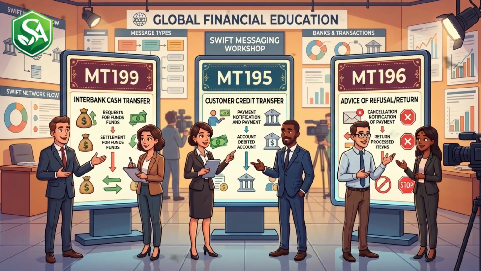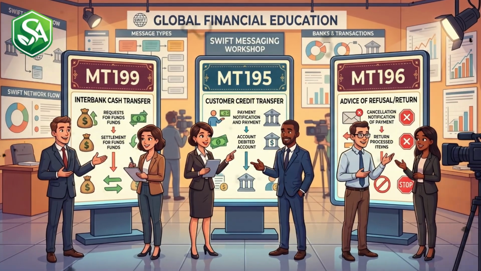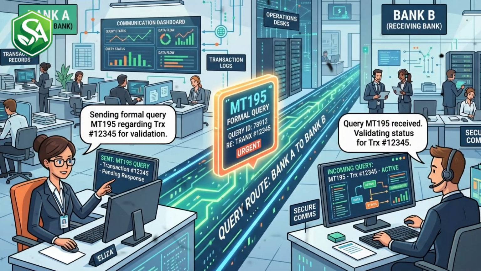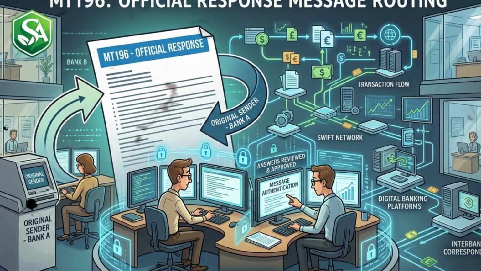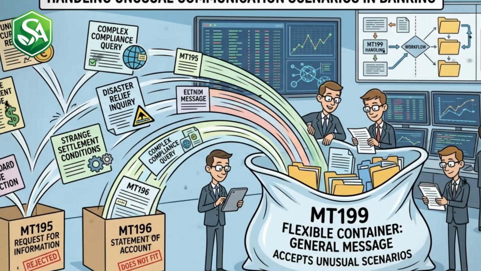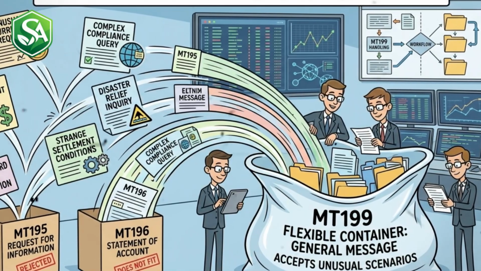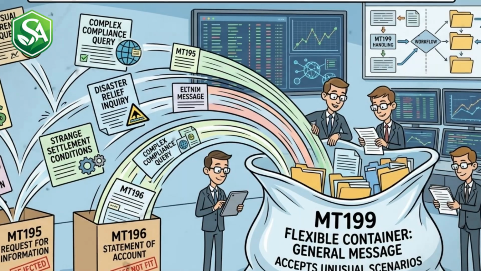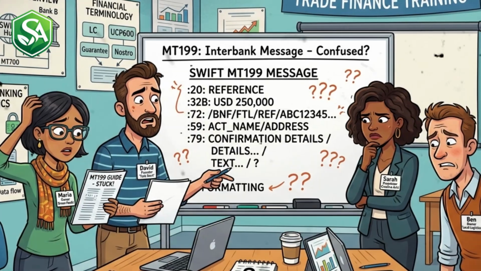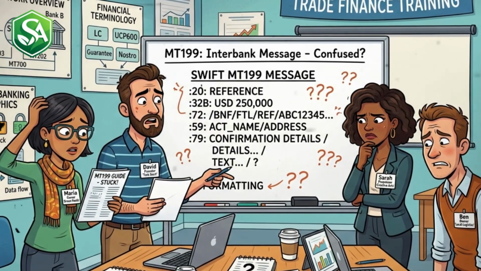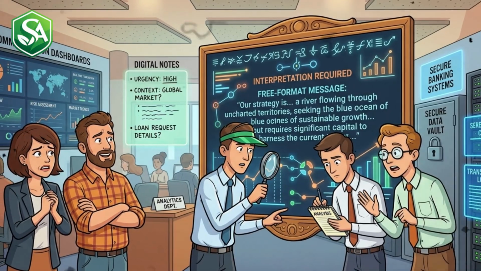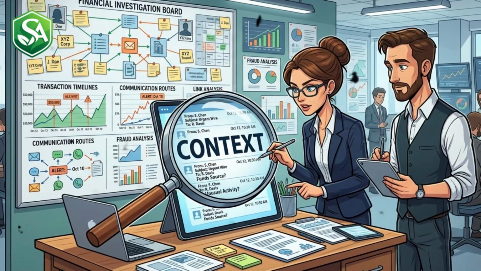Now let's talk about the difference between MT199, MT195, and MT196. MT195 is commonly used for queries. MT196 is commonly used for answers. MT199 is free format. That means MT199 can be used when the communication does not fit neatly into the more specific query and answer message types. This is why MT199 is flexible. But flexibility also makes it easier for non-bankers to misunderstand. A strict message type has a clearer purpose. A free format message requires interpretation, and interpretation requires context.